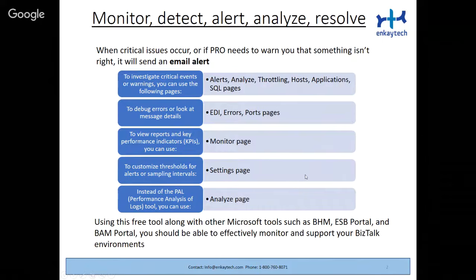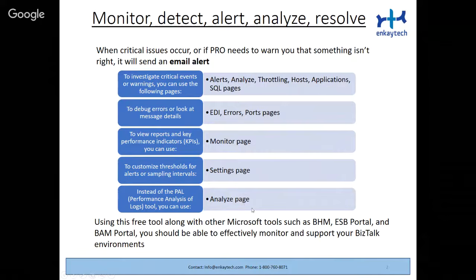And then there's a settings page that allows you to customize certain things. For example, you can customize who you're sending email alerts to. We also customize the sampling interval for some of the data we're collecting. For example, if you're collecting message count information and some other tracking information, we typically sample every 15 seconds, but you can change that to every 5 seconds if you wanted to. So the settings page allows you to customize how Enkay PRO collects data.